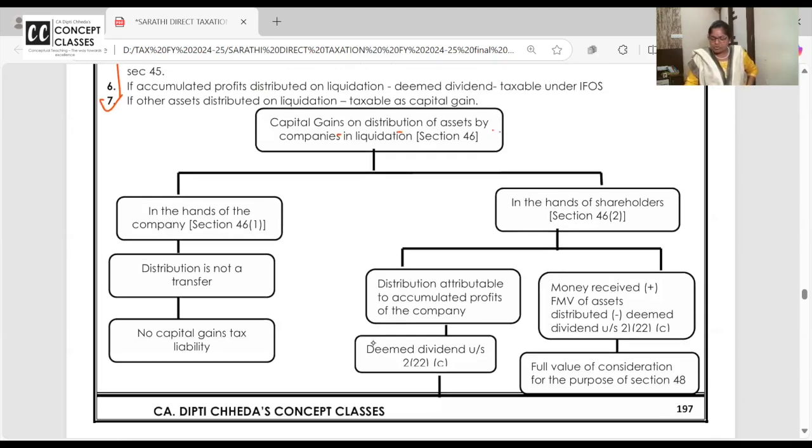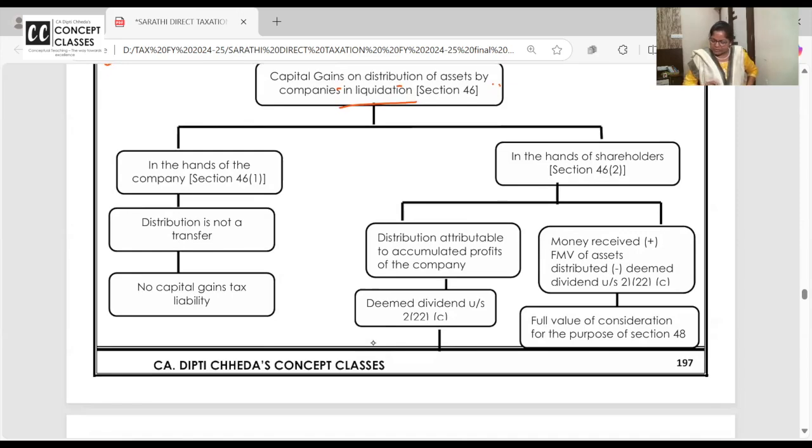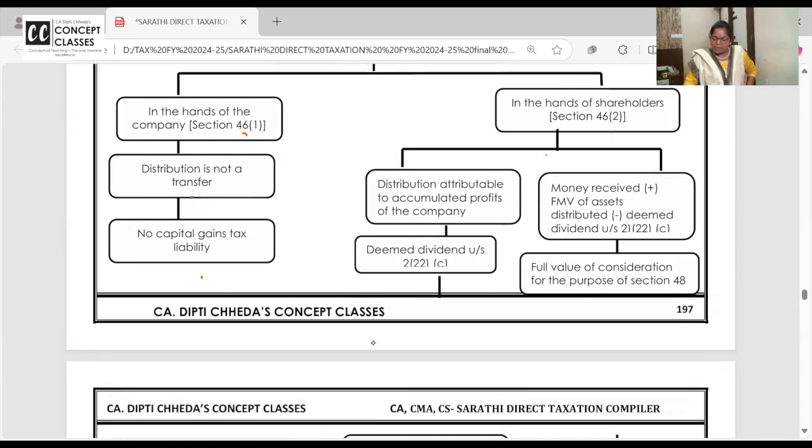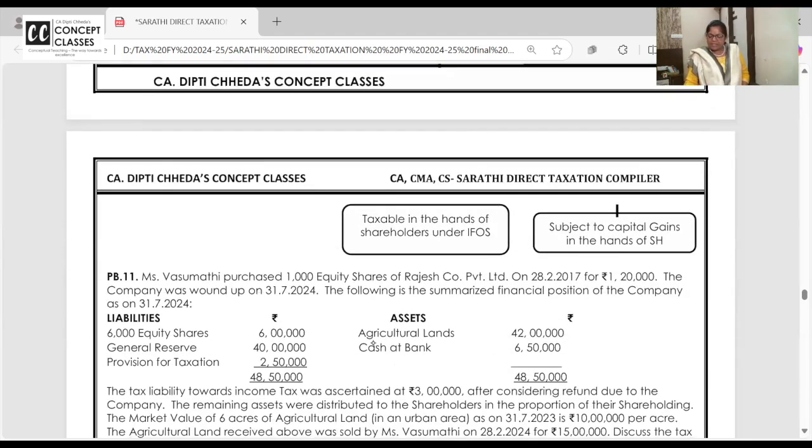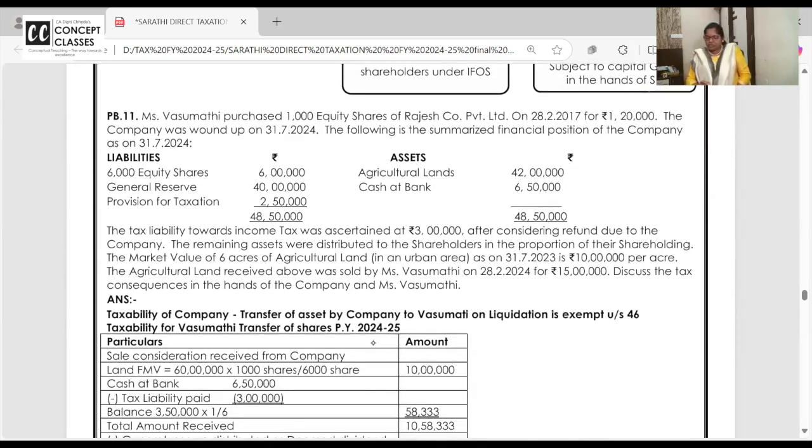Capital gain on distribution of the assets by liquidation. In the hands of the company, it's exempt. In the hands of the shareholders, the amount which is coming in the form of profits is deemed dividend, taxable under other source. The amount which is coming against shares is taxable as capital gain. So let us do this question. It's very interesting. Final में भी पूछते हैं, कभी इंटर में भी पूछते हैं. Same question is there in the material.